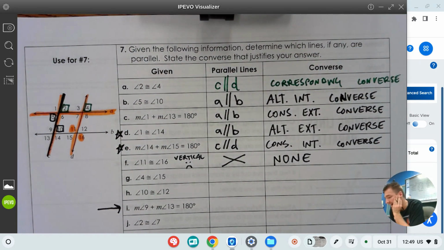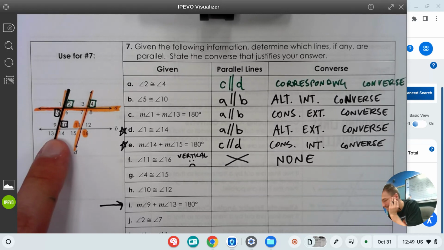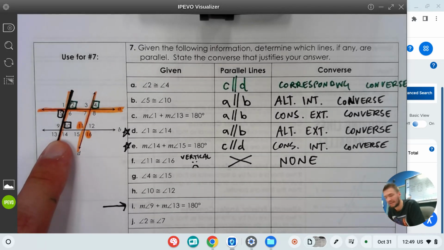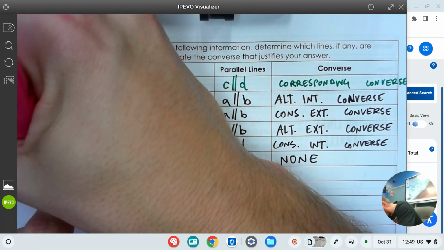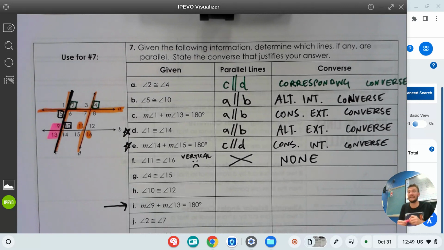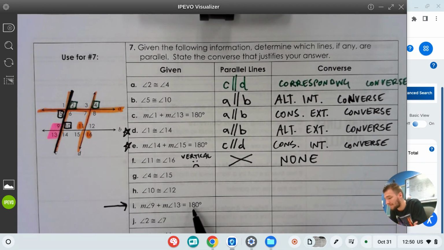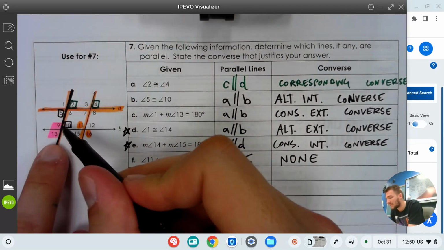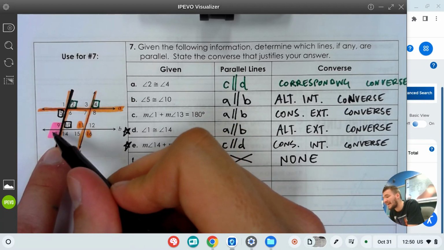It says that 9 and 13 should add together to make 180. So if I look at my setup over here and I look at 9 and 13, I'll use a different color highlighter. 9 and 13, they're looking nice and linear. They're looking like a great supplementary pair, linear pair. And should they add up to make 180? Definitely. But these two angles are in the same little setup. They're in the same corner. They're at the same intersection.